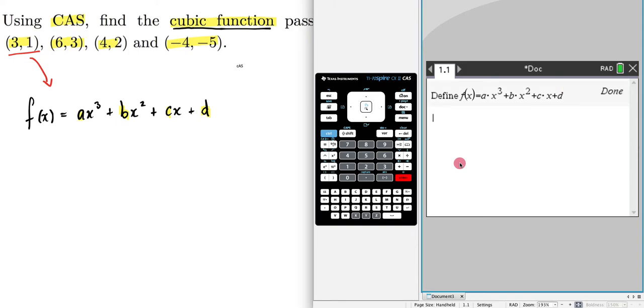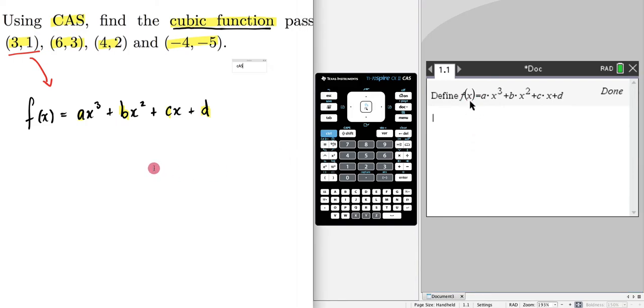Perfect. The next thing we're going to do is create our simultaneous equations. Now, why have I done it as f of x? The reason is that because I'm using my CAS, I can use this notation to help me. So when I'm subbing this point in, I'm letting x equal 3. So it's f of 3, and I know my answer is going to be 1.